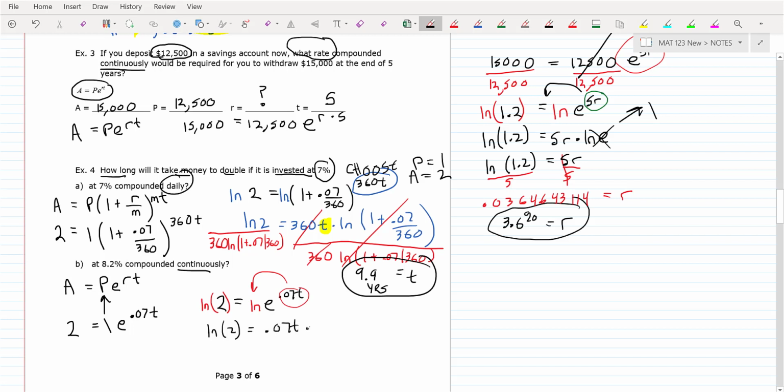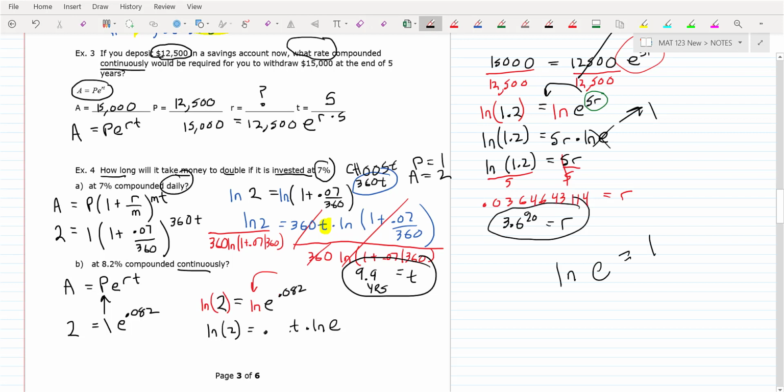0.07t times ln e. Did you all catch on to what I said ln e was a minute ago? What's that? Oh, I put the wrong thing in. I'm back on the other problem. Thanks for noticing that. So that is 0.082. Thank you. I changed the interest rate. Yeah, that was 0.082.